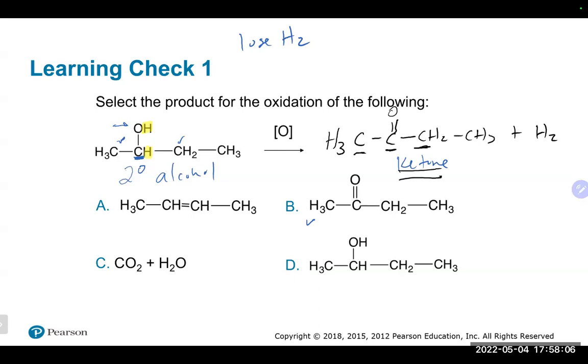And sometimes it's really helpful to think, oh, a primary alcohol should give me an aldehyde, or a secondary should give me a ketone. It helps focus you on what you should be ending up with in terms of drawing. So obviously B would be the right one there. Any questions on that there?